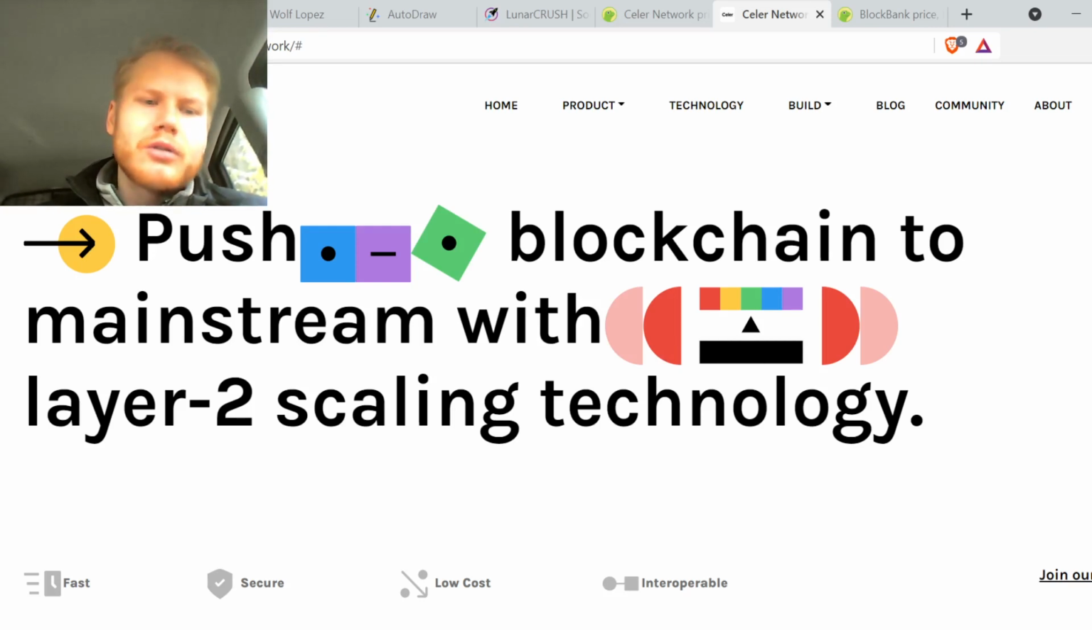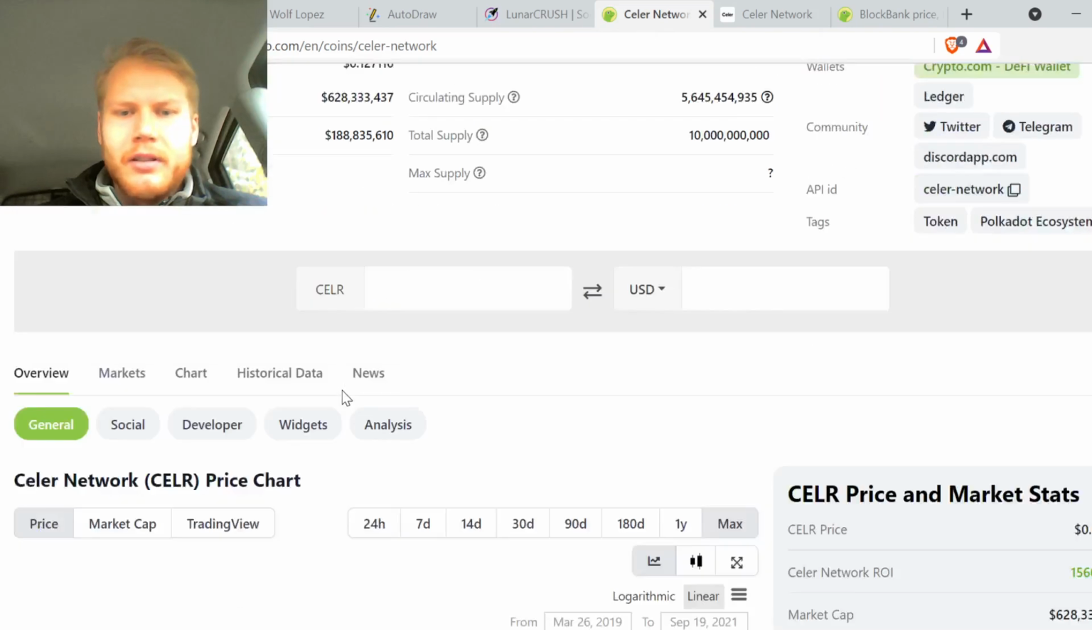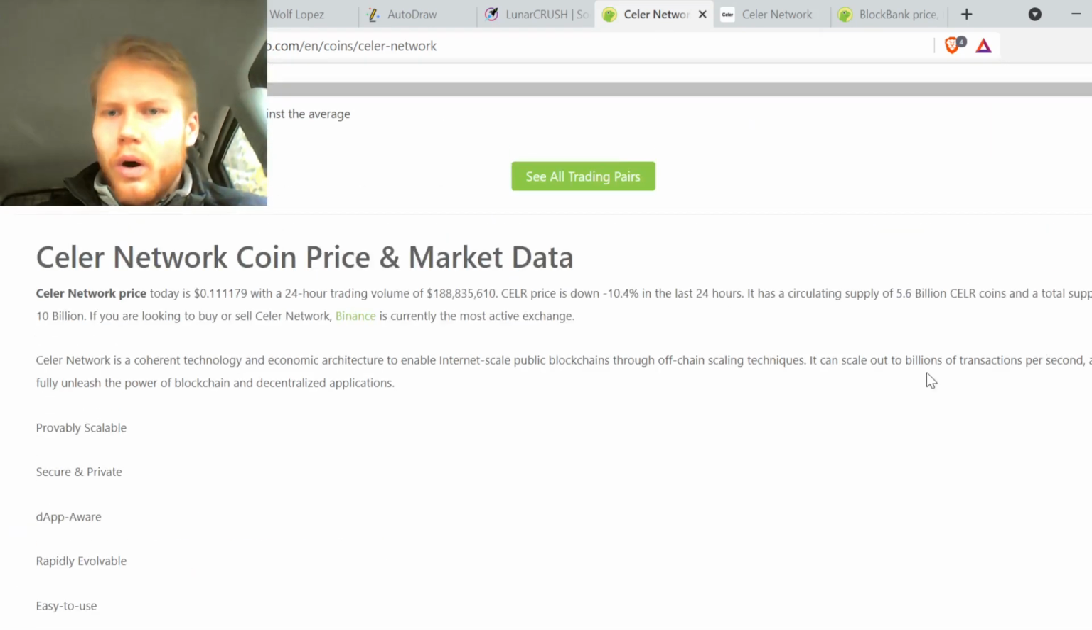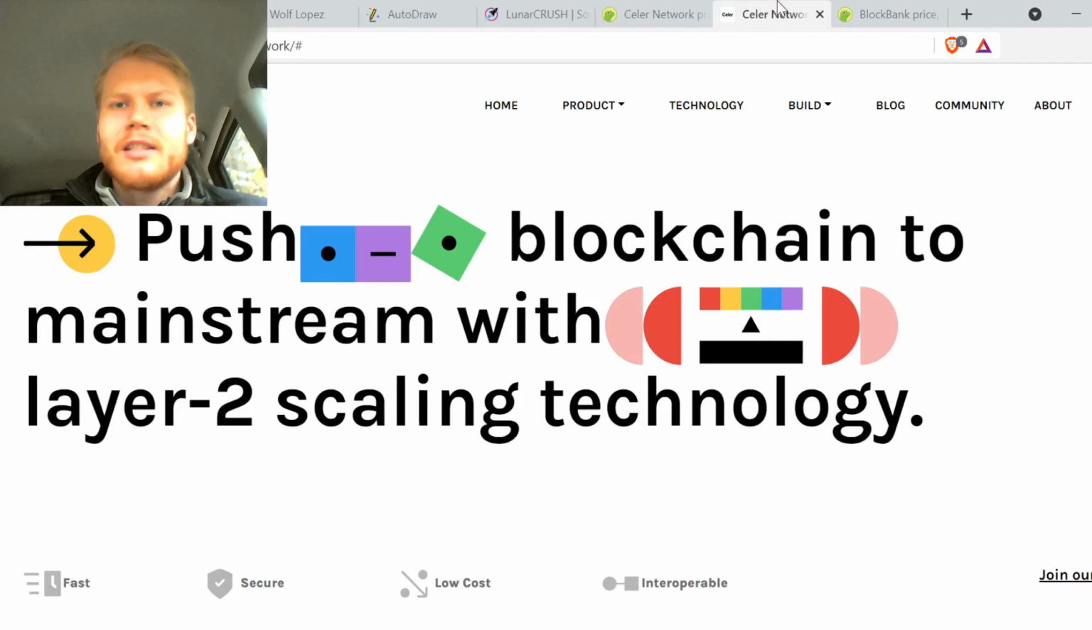What this layer 2 solution, Celer, is basically doing is making it faster. Like it says here, it can scale out to billions of transactions per second and will fully unleash the power of blockchain and digital applications. This is scaling for layer 1. So this is layer 2 and it scales layer 1. But the problem for me is that layer 1 is not even solved yet, so there's no point going into layer 2. On layer 2 you can create the fastest things ever, instant transactions. That's what layer 2 solutions do. But when it comes to layer 1, people still haven't figured it out.